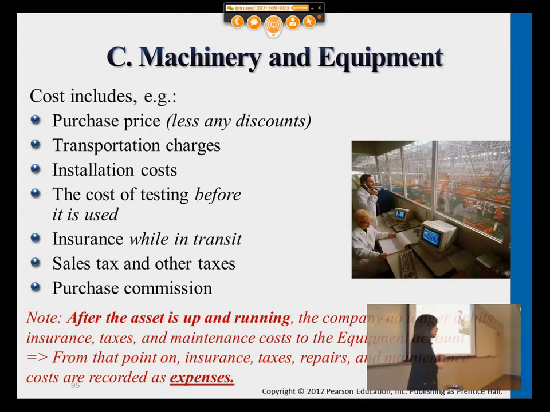Okay, so this is the difference between capitalization and expenses. If anything is minor, we consider it an expense. Anything that's major is part of the capitalization of the asset, part of the asset's value itself.